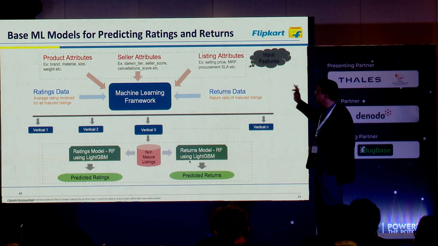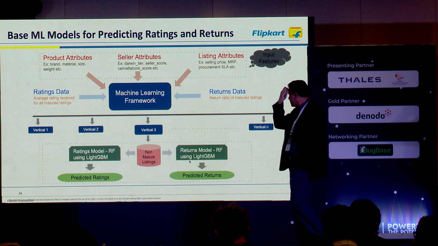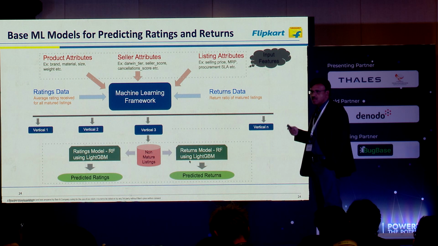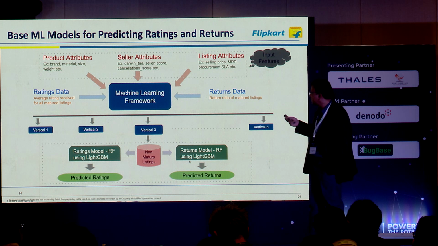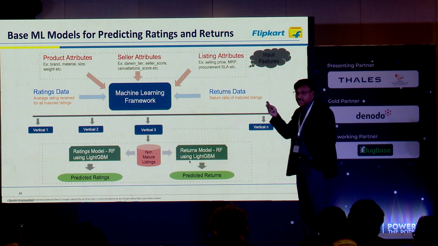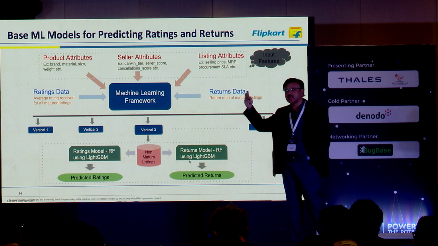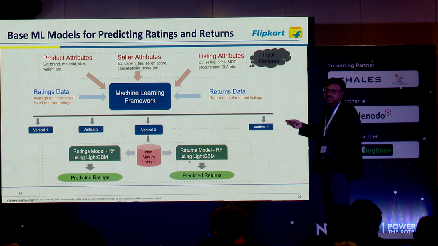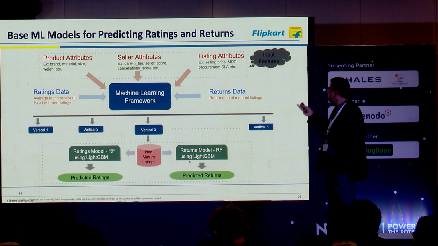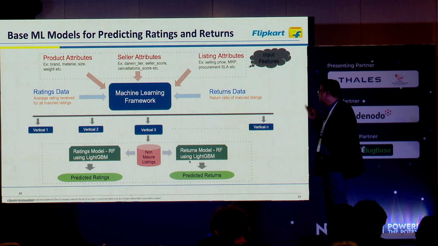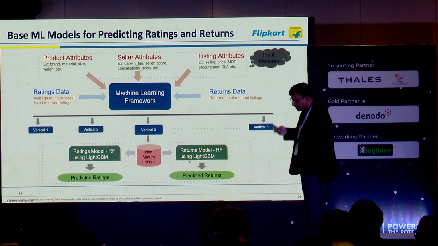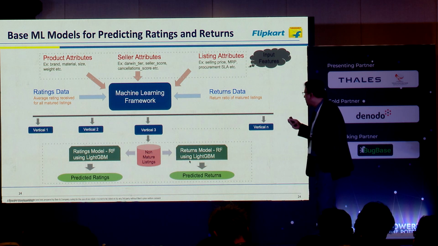So this is essentially what we do. There is a machine learning framework where you have a bunch of product attributes: what brand, what material, size, and so on and so forth. Then you have seller attributes. You know how that seller has performed in the past as well. The product may be new, but the seller may not be new. And then you have listing attributes, which is essentially about the listing itself: the quality of the image, what it says in the catalog, the listing price, a bunch of things like that.